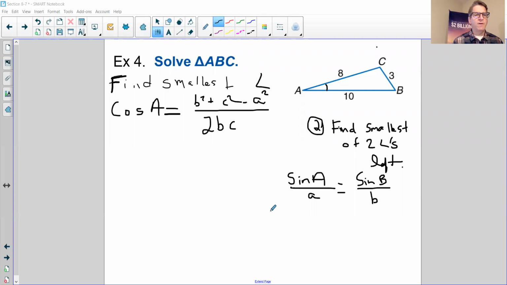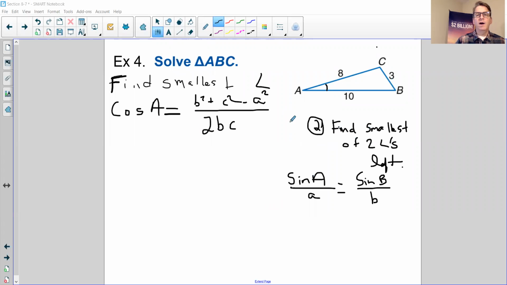We left off on example 4, so we're solving the triangle using the law of cosines. I've done a few notes here. Sorry for the scribble. It's early in the morning here and I'm just getting going.